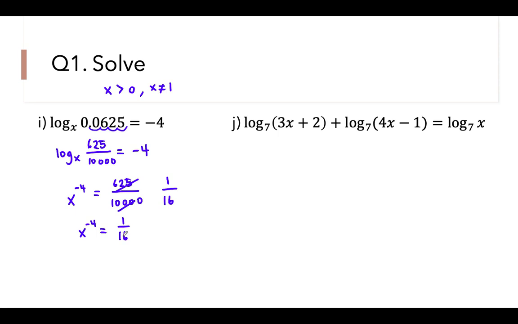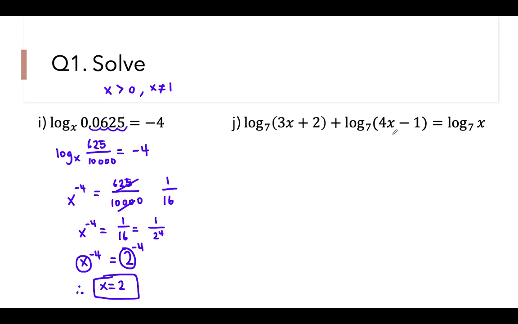And we can change 16 as a base of 2: 2 to the negative 4, because this is 1 over 2 to the 4. So I flip it, it becomes negative 4. So you will notice that we have the same exponent. If it's the same exponent, then x must be equal to 2. Left side equals right side. And that will be my final answer.